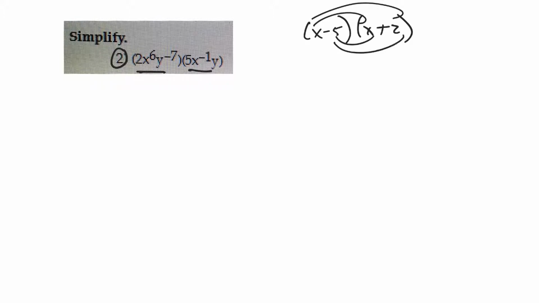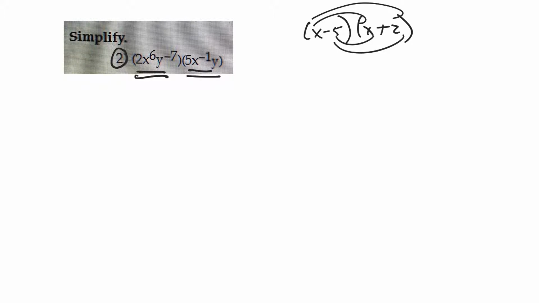All right, here's a question where you're asked to simplify this. You have to be careful with this question because some people try to FOIL things, but this is just one term and one term. It's not like (x minus 5) times (x plus 2), where you would FOIL that whole thing or use the distributive property a bunch of times. This is one where you just have one term and one term.